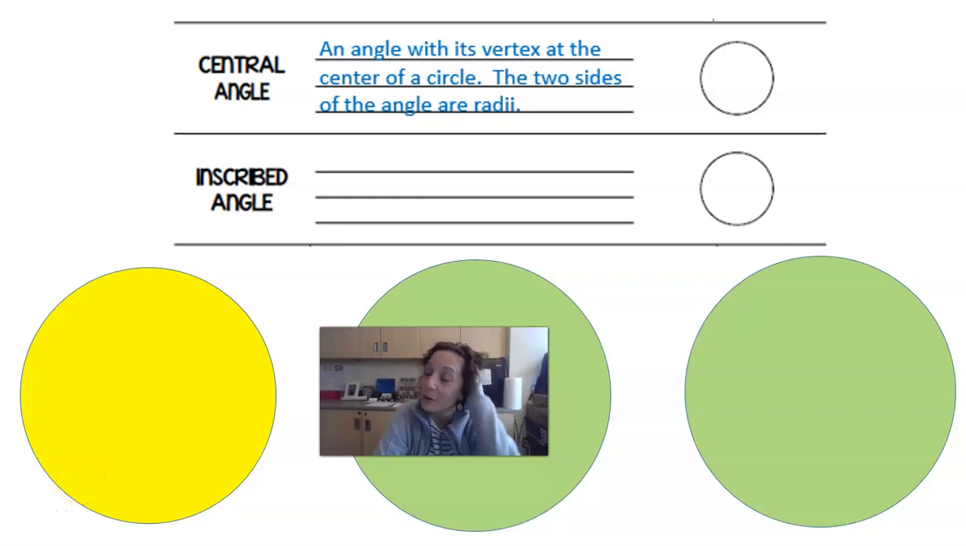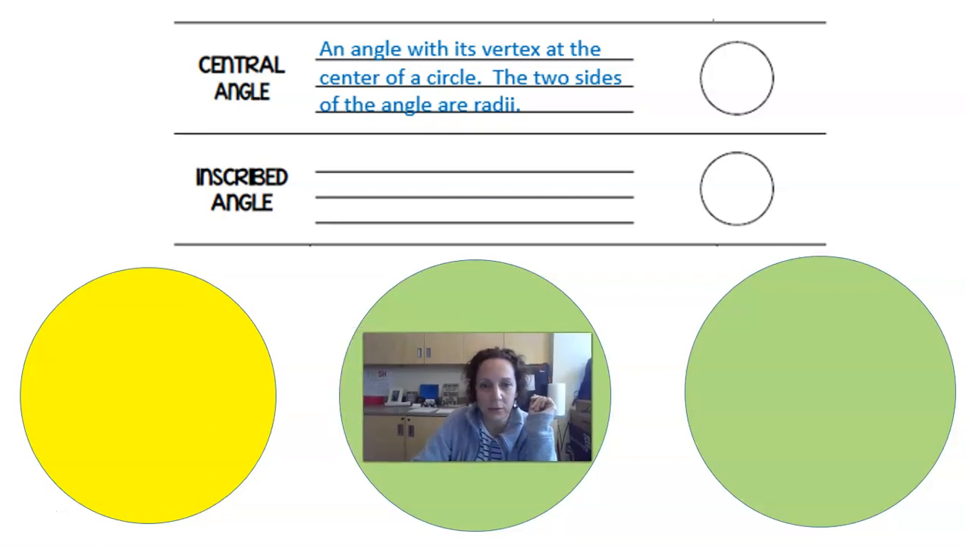Everybody, welcome back to our discussion of... I keep almost saying triangles. Our discussion of circles and the angles that are inside of them. So in our last video, we talked about central angles. And here's the definition that we used.